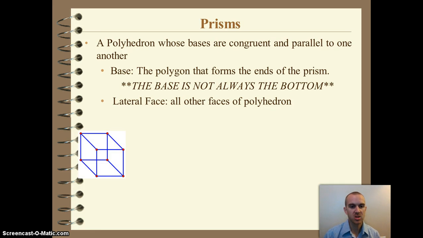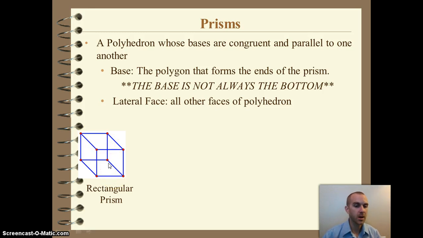So if I look at this shape, I have a lot of parallel sides, so technically I could consider any 2 parallel sides to be the base. This would be considered a rectangular prism because, if I think about this front being my base, that is a rectangle, and I think about the back, that is a rectangle as well. So those are my 2 bases.